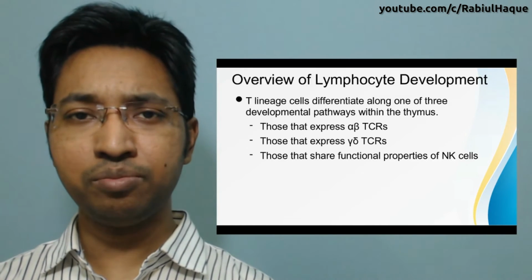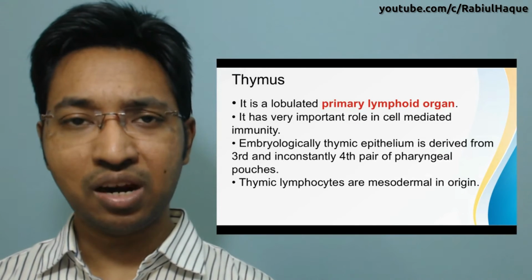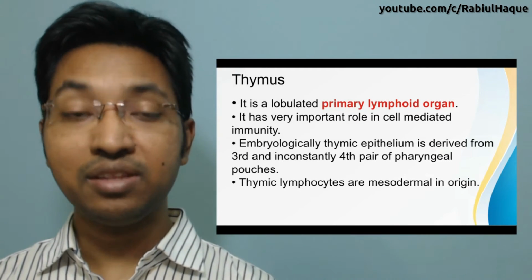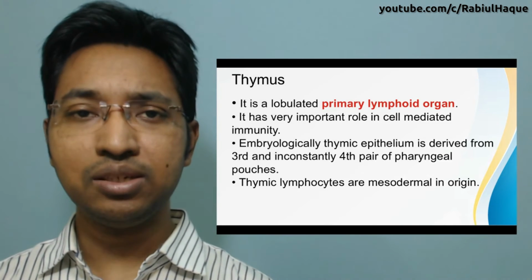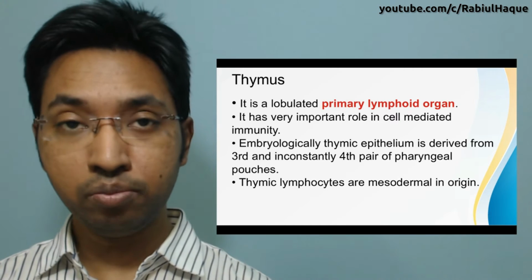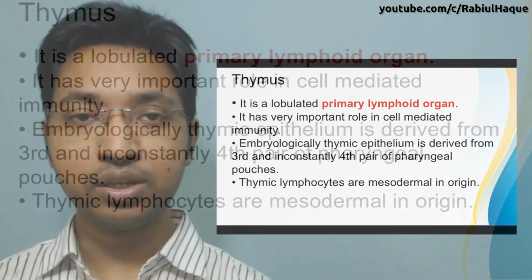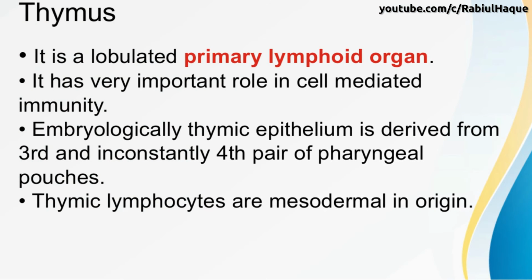So now let's talk briefly about the thymus. So thymus is a lobulated primary lymphoid organ. Now, whenever you mention this term, primary lymphoid organ, the examiners are very fond of asking you, what are the primary lymphoid organs? Always remember, bone marrow and thymus, these are our primary lymphoid organs. So, thymus is a lobulated primary lymphoid organ. It has a very important role in cell-mediated immunity.